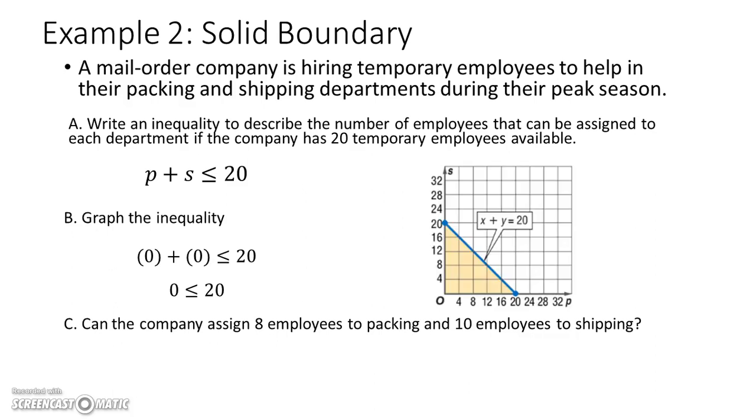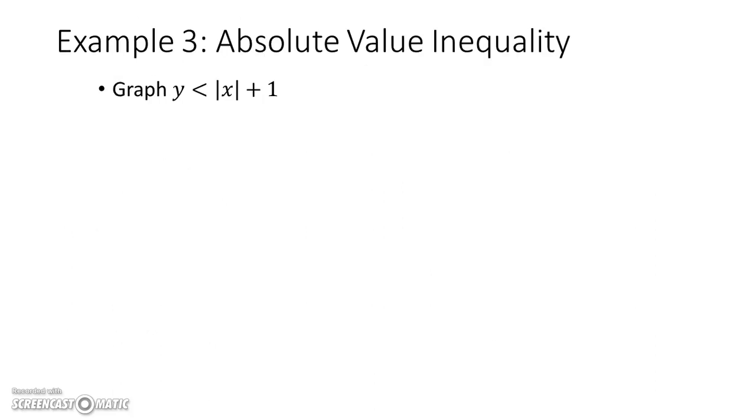So this is what our graph is going to look like. We graph the line x plus y equals 20. It's solid, and we're going to shade underneath, including the origin. So the last question, can the company assign 8 employees to packing and 10 employees to shipping? The point 8, 10 is in the shaded region, so it satisfies the inequality. The company can assign 8 employees to packing and 10 to shipping. The answer is yes.